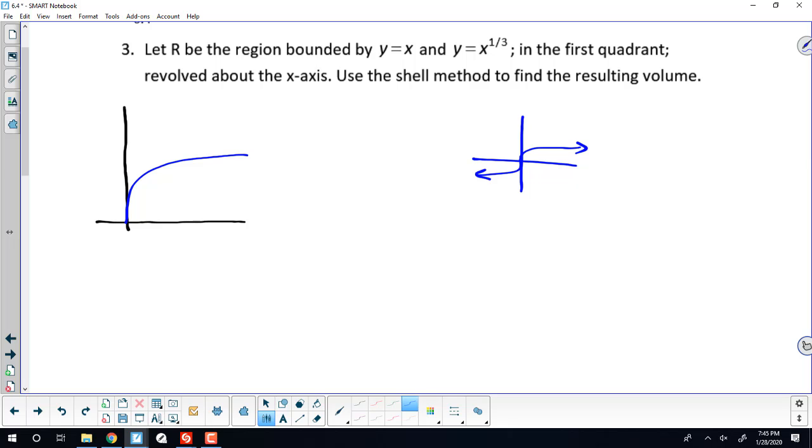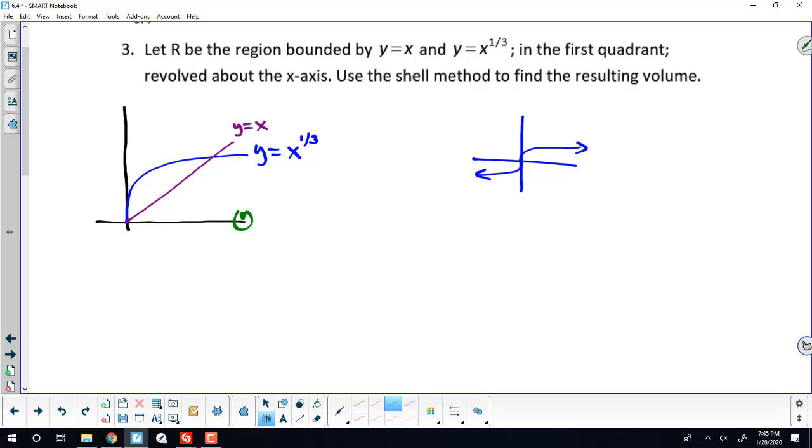Okay, so x to the 1/3, y equals x. I'll just label this. Here's y equals x. In the first quadrant, so it's that region there, revolved about the x-axis. Revolving that around the x-axis.